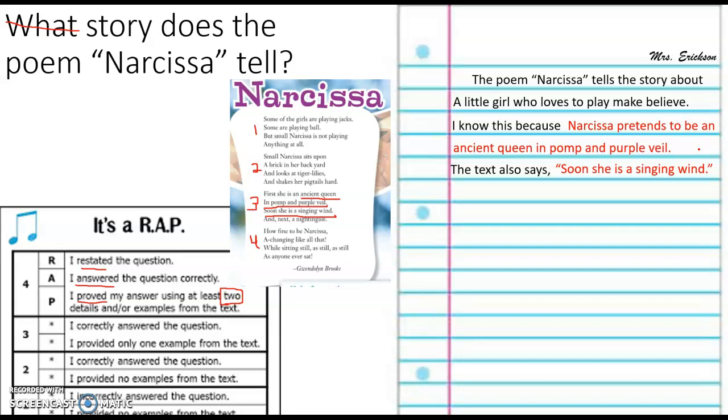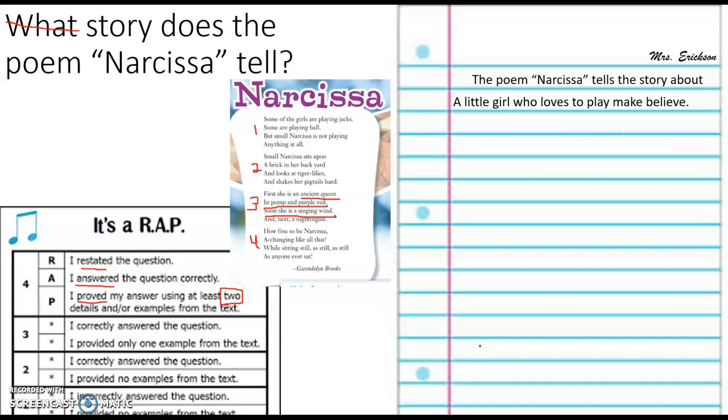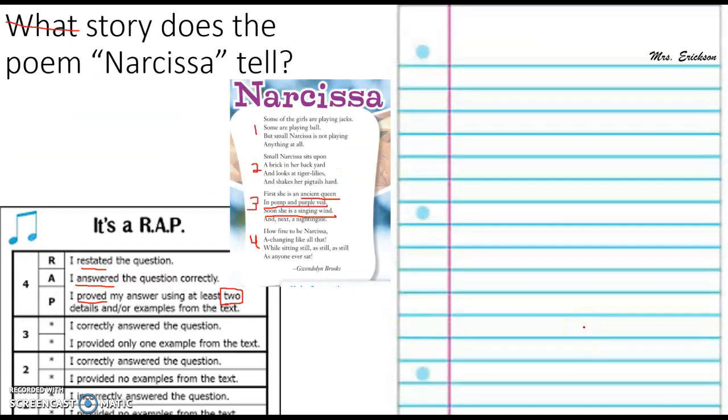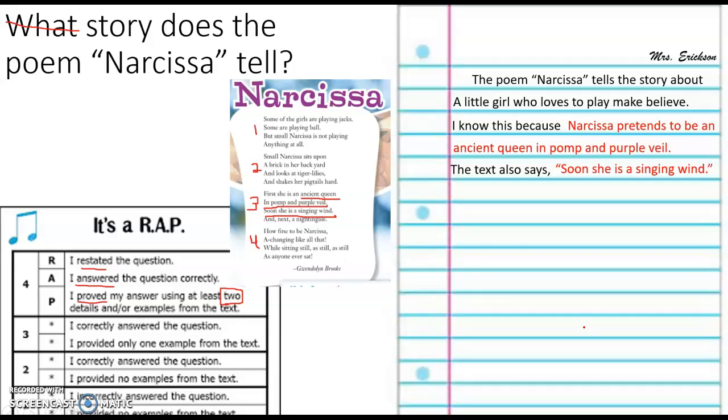You're going to see these on your reading tests this year, and a lot of our assignments are going to be using this writing rubric. You're going to be using this rubric today and talking about the poem that we talked about earlier called The Brave Ones. So it looks like this. You're going to be reading it on your own, and you'll be answering the same question. You'll be telling what story does the poem The Brave Ones tell? And you're using this rubric to help you.